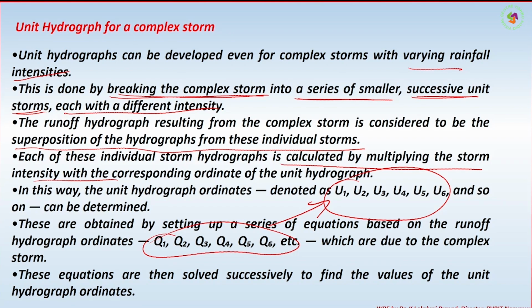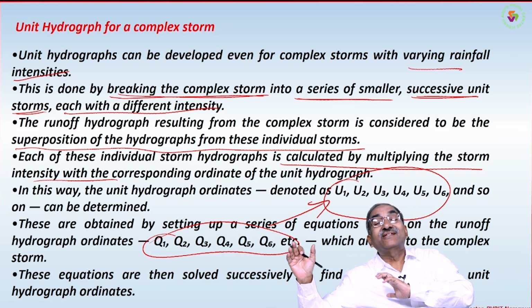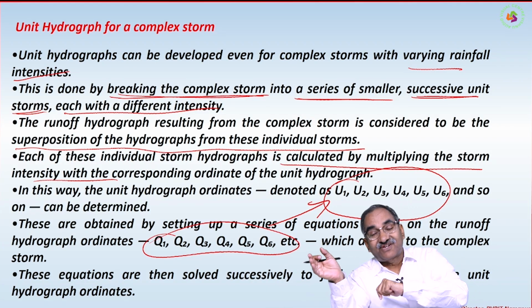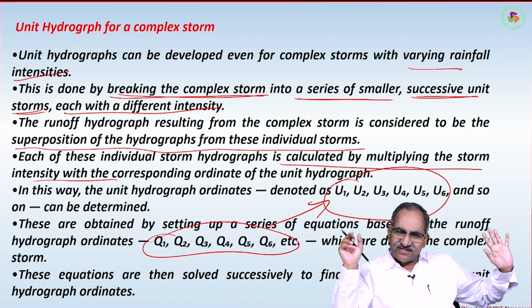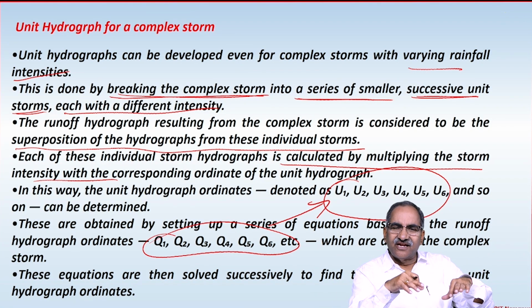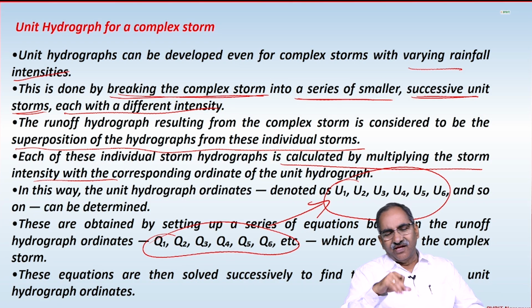Now how will I do it? The methodology I have explained here, but I will do it in a problem so that you can understand better. Let us move into the problem. What is the question that is given to you? Complex storm data is given, and you are asked to derive the unit hydrograph. What is the principle that you are using? This complex storm is broken into a series of smaller storms which occurred one after the other. Each one may have different intensities. From there I am trying to find out the unit hydrograph.